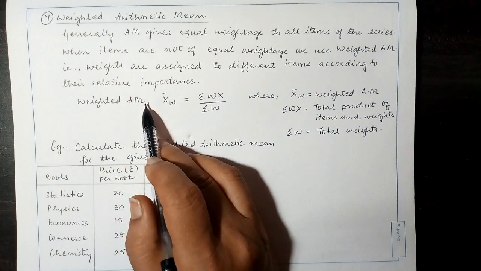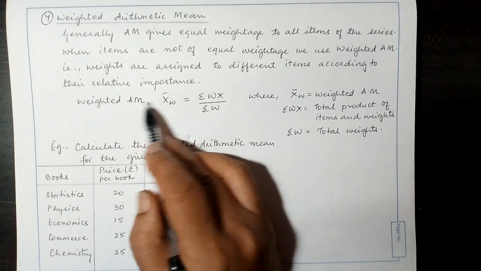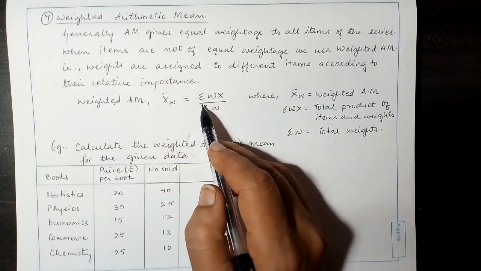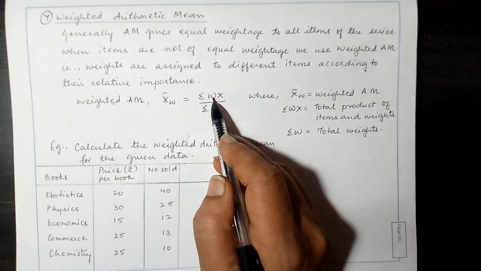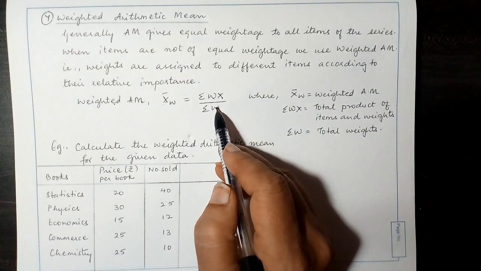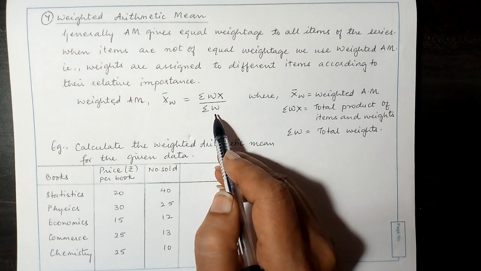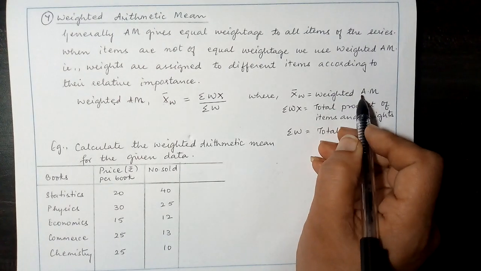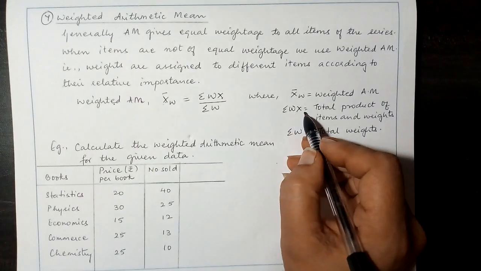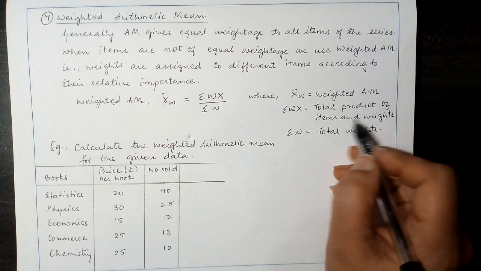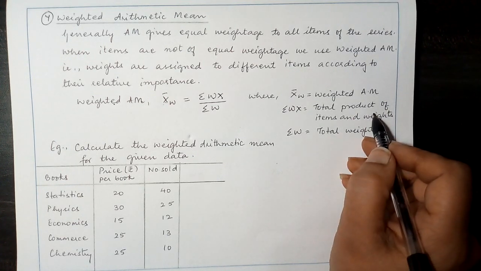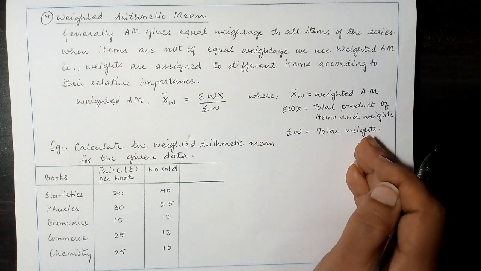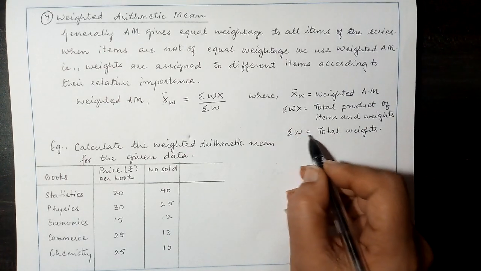So this weighted arithmetic mean is represented by x bar with w, which is equal to the sum of the weights into the observation divided by the sum of all the weights. Okay, where xw bar is equal to weighted arithmetic mean and sigma wx is equal to total product of items and weights. This is the same thing. Only thing is here the weightage is given. So we are multiplying weightage with x. And then sigma w is equal to the total weights.